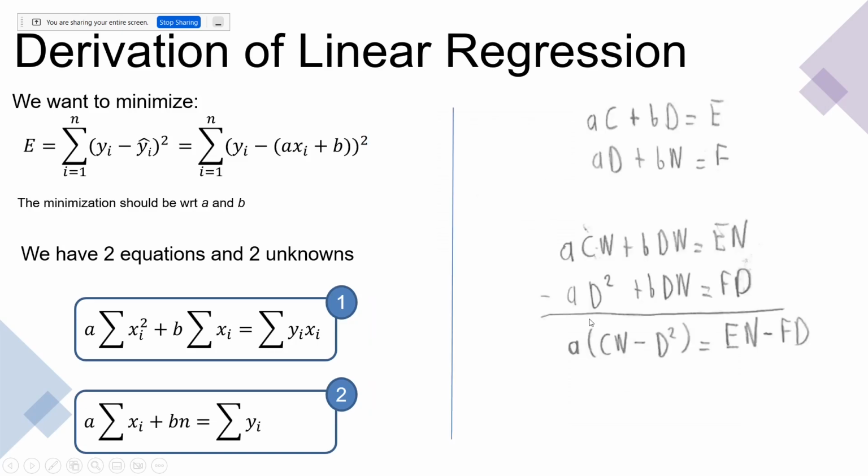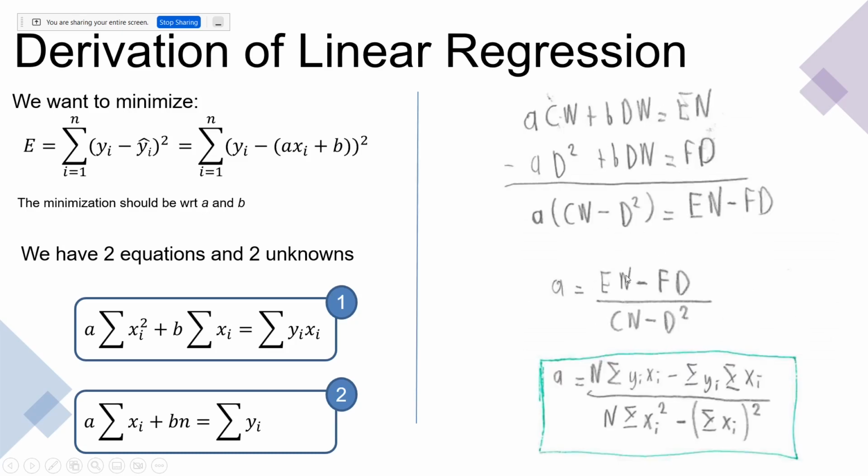So how are we going to solve this equation? That's pretty easy. We just multiply the first equation by n, and the second equation by d, and we have this equation, which is a times c times n plus b times d times n is equal to e times n, and the second equation, a times d plus b times n is equal to f, multiplied by d. Then we subtract these two equations from each other, right? Then what we have is a times (cn minus d square) is equal to en minus fd. Right now we have cancelled out b. That's why we did this. We first cancel out b, and we will find a, okay? And then we will try to find b by using a.